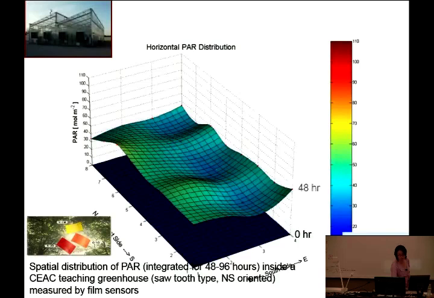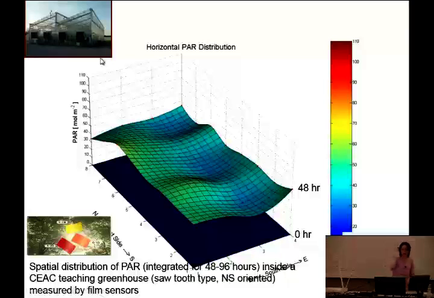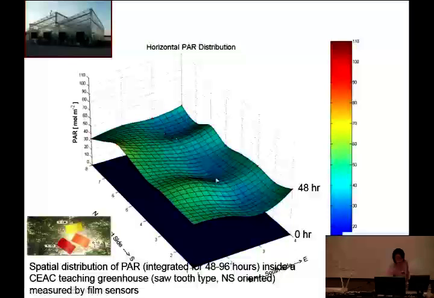This is the teaching greenhouse light distribution. This is a sawtooth greenhouse oriented north-south, and because of the gutter and also the window panel, I think, there is a huge spatial difference in light intensity.